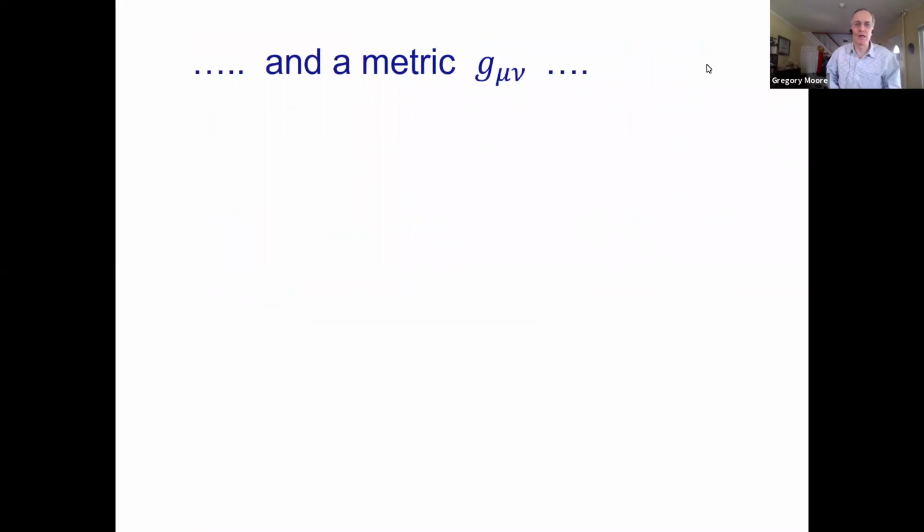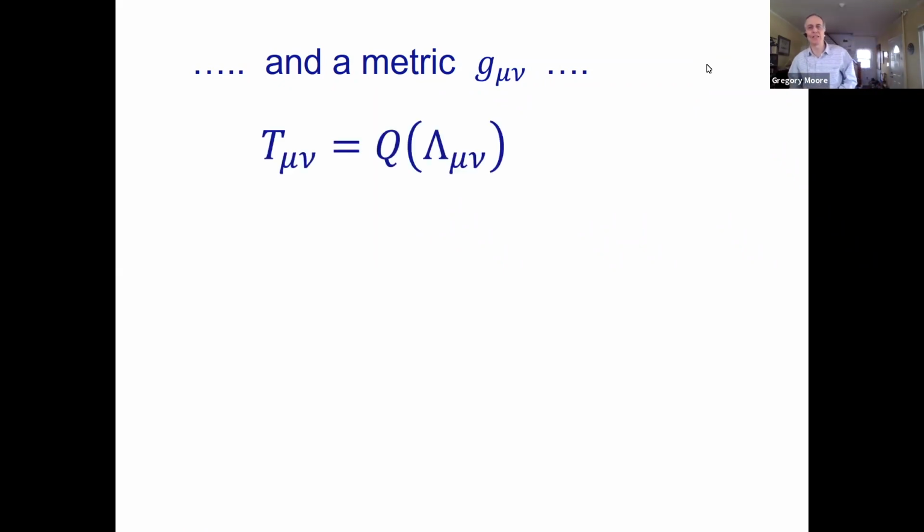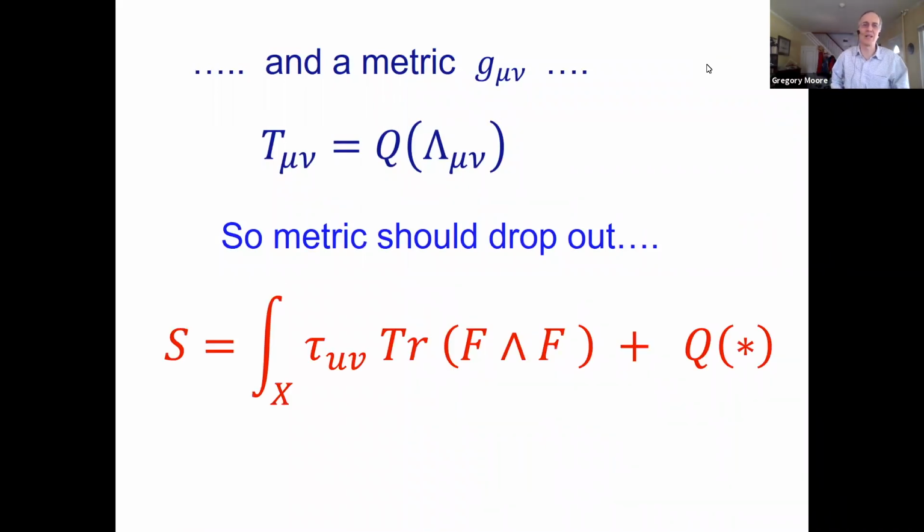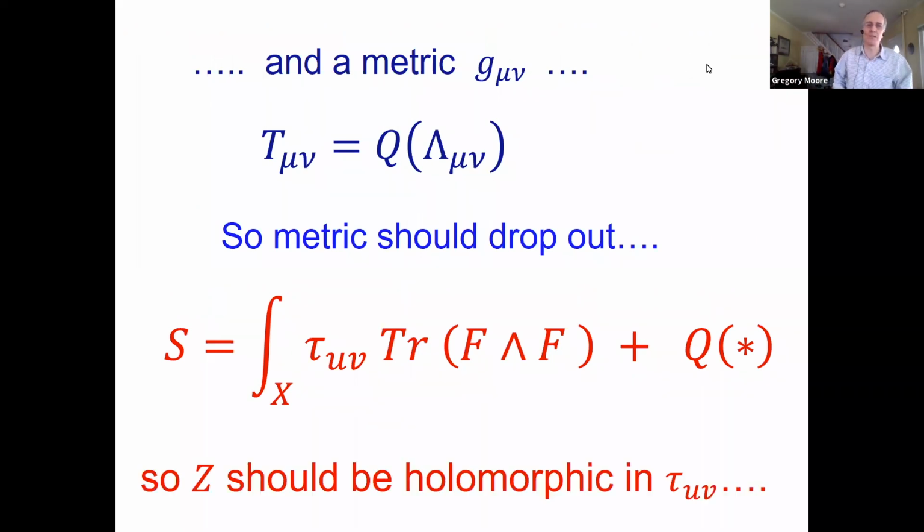Okay. Now, of course, if we're going to write the Lagrangian in the path integral, then you also need to introduce a metric, but the energy momentum tensor is Q exact, so the metric dependence should drop out. And in the same vein, the action for this theory is not only metric independent, it's holomorphic in tau UV up to Q exact terms, so we also expect Z should be holomorphic in tau UV.